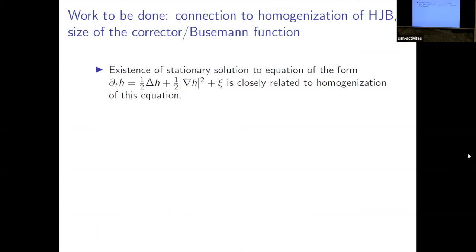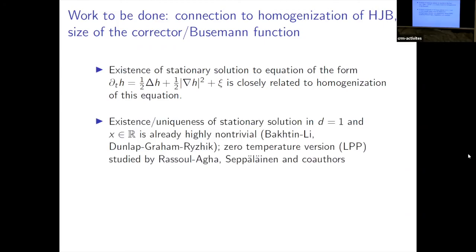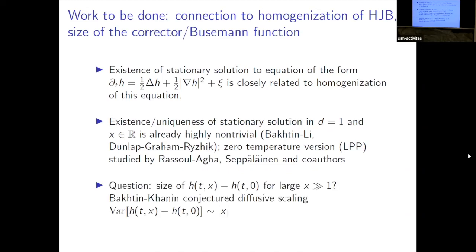So you see that the stationary solution to this type of HJ equation is closely related to homogenization. And we have many experts on homogenization here. So in D equal to 1, the existence and the uniqueness of the stationary solution is already highly non-trivial. And here I listed some references. So a question is to study this. Okay, so you look at the stationary solution, then you ask yourself, what's the size of this increment process? And there's a conjecture here which is consistent with this one.